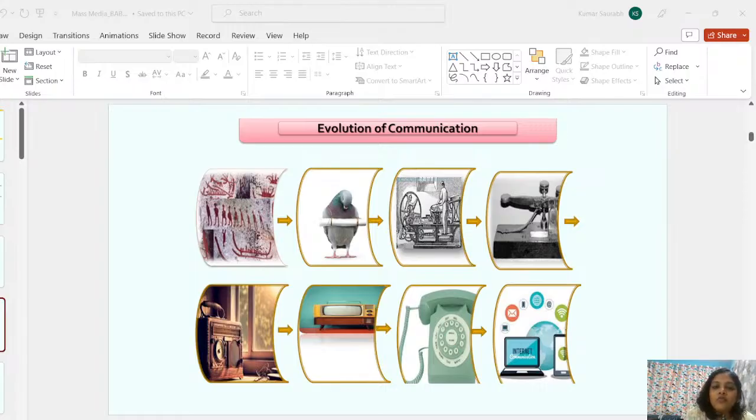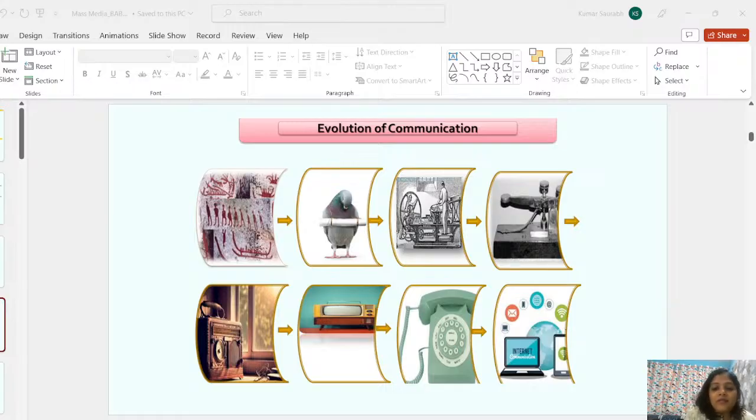Okay, so these two milestones, the radio and the television, both served as big, big milestones. Then with the emergence of the telephone, again, it became much easier for them.